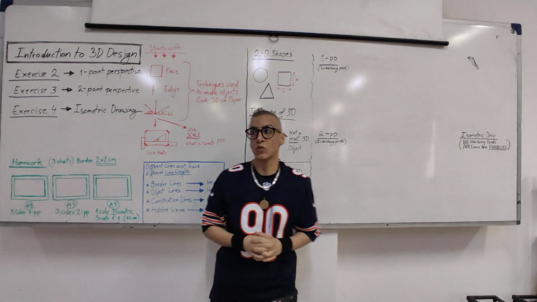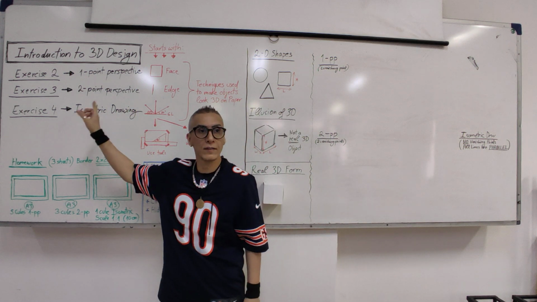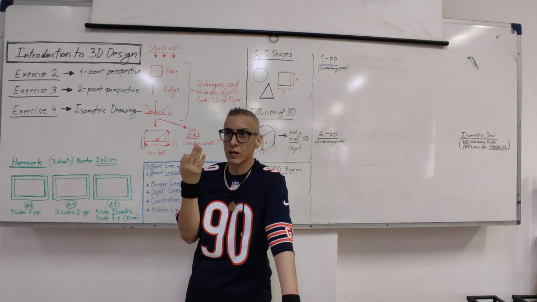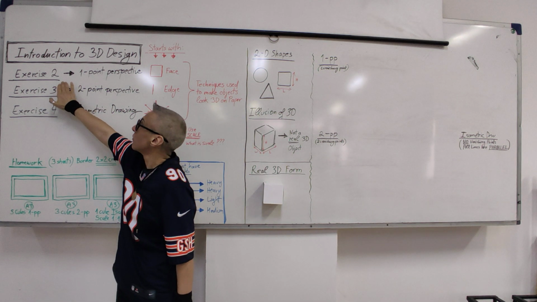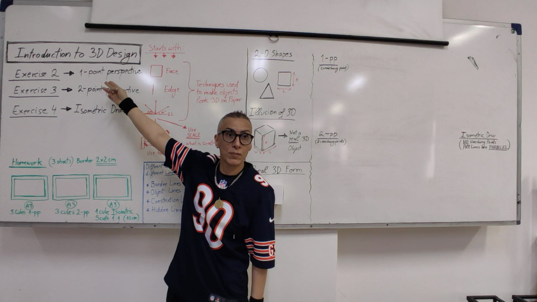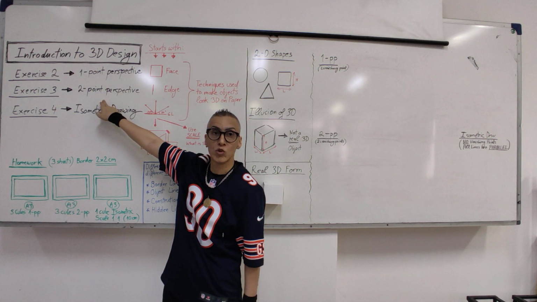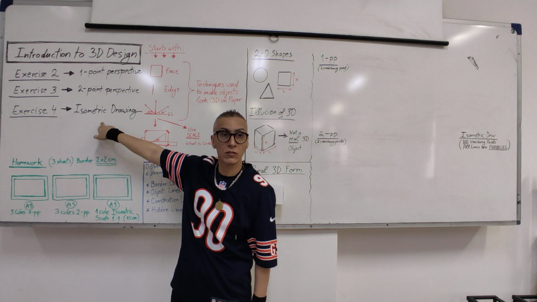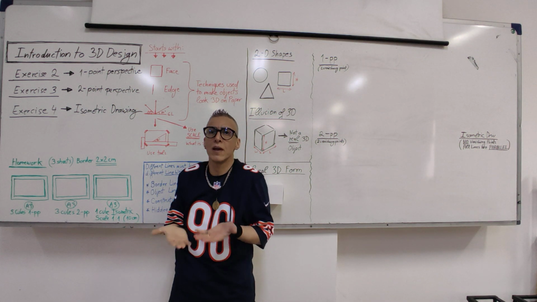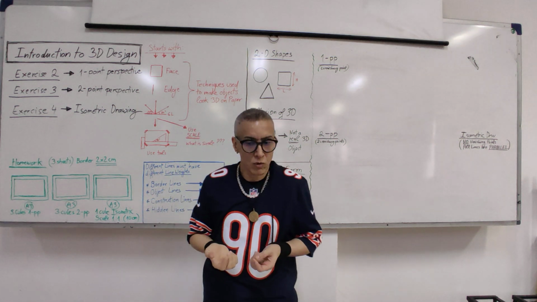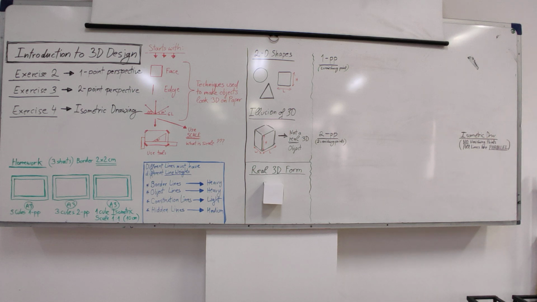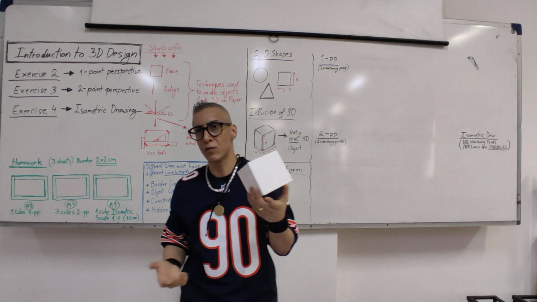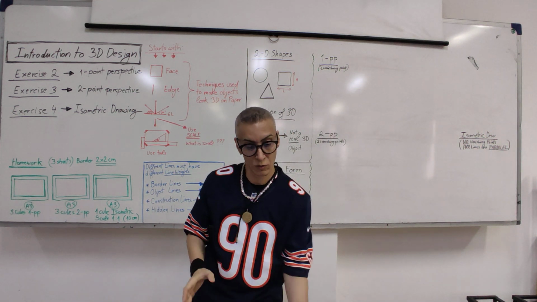Okay, students, so today we have to explain the next exercises. Basically, we have three small exercises to explain: 1 point perspective, 2 point perspective, and isometric drawing. We will explain the very basics of it using our cubes. Let me just take a cube. Because we are dealing with cubes, we will explain using this object.